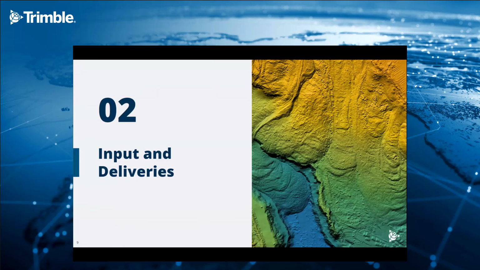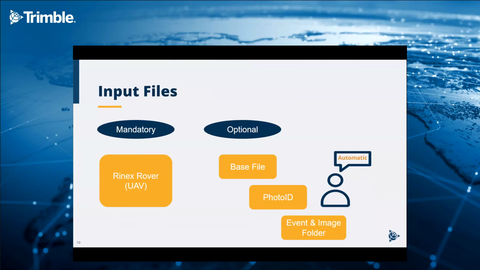So what are our input and deliveries? The mandatory input file is obviously the kinematic RINEX file, or the rover RINEX file from the drone. That should have, as I said before, a minimum of GPS L1 and L2 observations, but ideally also other GNSS satellite observations. The more, the better the reliability and the performance, obviously.